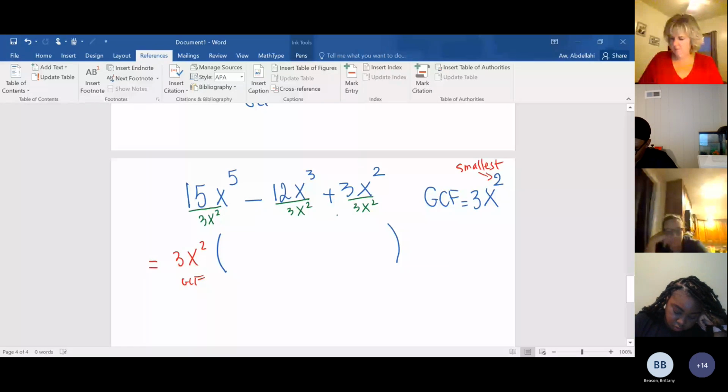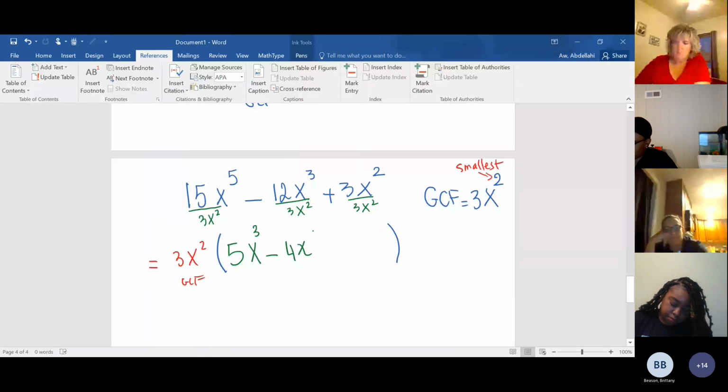So now I just go ahead and divide. What is 15x to the 5th divided by 3x squared? What is 15 divided by 3? It's 5, right? How much is x to the 5th divided by x squared? x to what power? x to the 3rd. Thank you very much. You see, it was in the quiz. Minus 12 divided by 3 is how much? 4. So 4x, to the 1 power, right? You just write 4x.